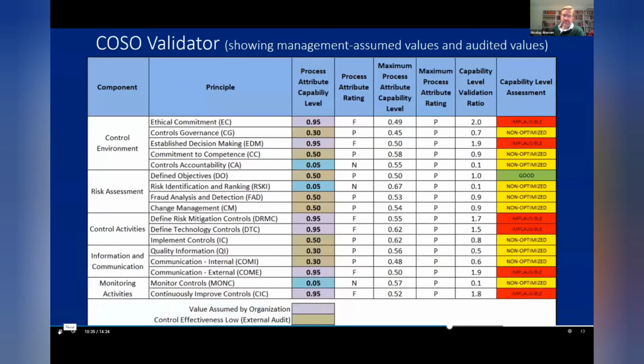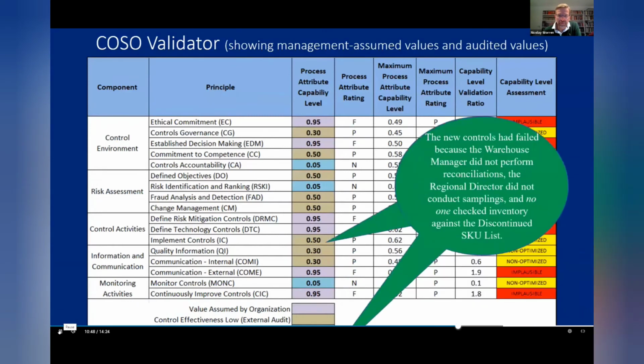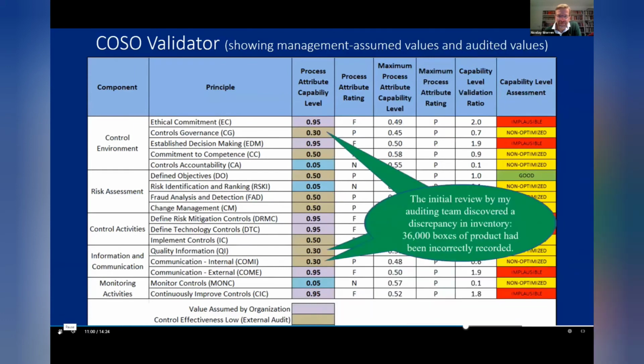Thanks, Carl. Corporate management had long believed that the 6 capability levels in the violet-colored cells had been fully achieved, with values assumed to be around 95%. However, Denise's external audit revealed that 2 new controls had utterly failed because employees did not implement them. The external audit identified 3 controls that were only 30% effective, allowing fraud to go undetected.